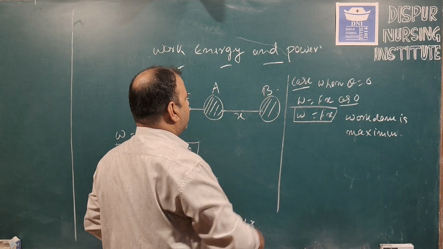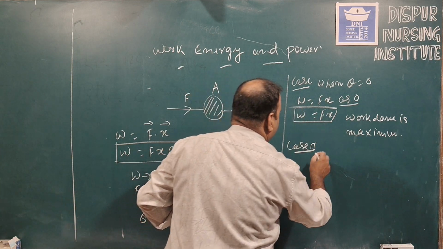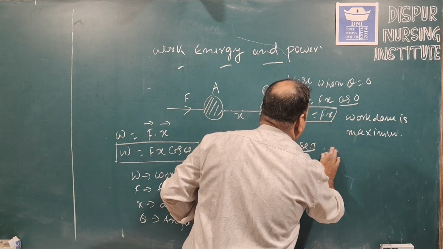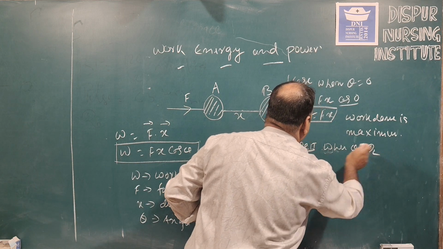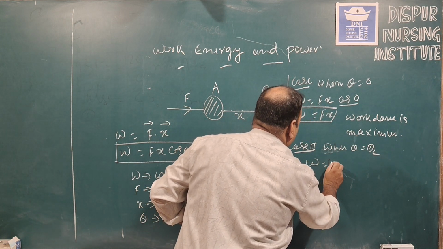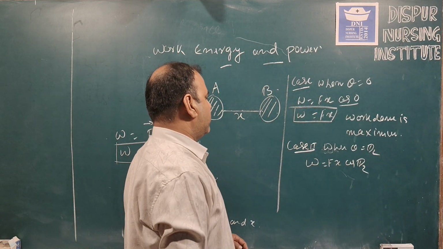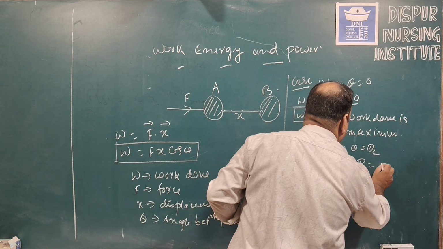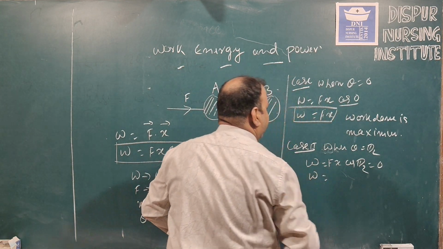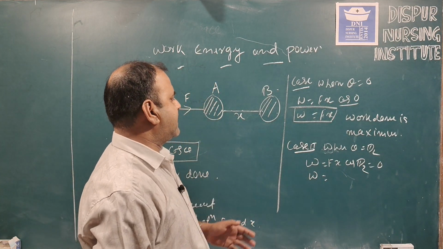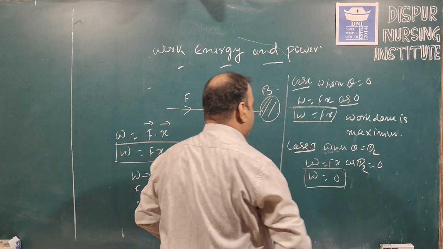Case number 2, when theta is equal to pi by 2. At that time we can write W is equal to F x cos pi by 2. Cos pi by 2 is 0, so ultimately work done is equal to 0. So when the angle between the force and displacement is 90 degrees, then work done will be 0. Therefore W is equal to 0.